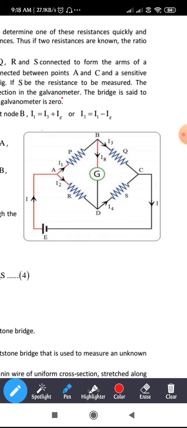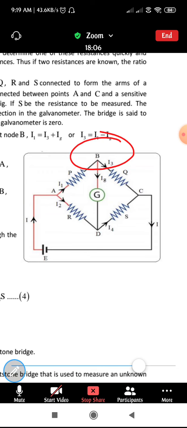Hence the equation can be written as I1 is equal to I3 plus Ig. I1 is the incoming current, and I3 and Ig are the outgoing current. The same equation can be written in another form, I3 is equal to I1 minus Ig. Just the mathematics. So I3 is equal to I1 minus Ig.